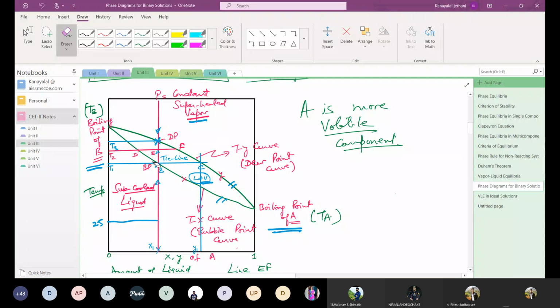So this is the region in which we have liquid and vapor both combined. Below this, it's only liquid. Above this is only vapor.